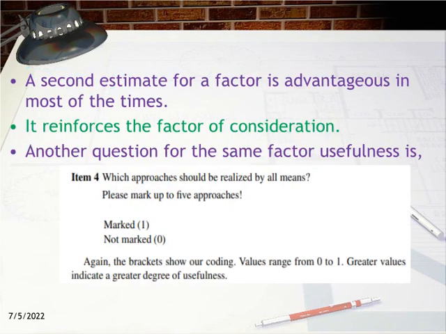A second estimate for a factor is advantageous most of the time. It reinforces the factor under consideration. Another question for the same factor, usefulness, is item 4: Which approaches should be realized by all means? Please mark up to 5 approaches. Marked is 1, not marked is 0. Values range from 0 to 1, and 1 indicates usefulness.